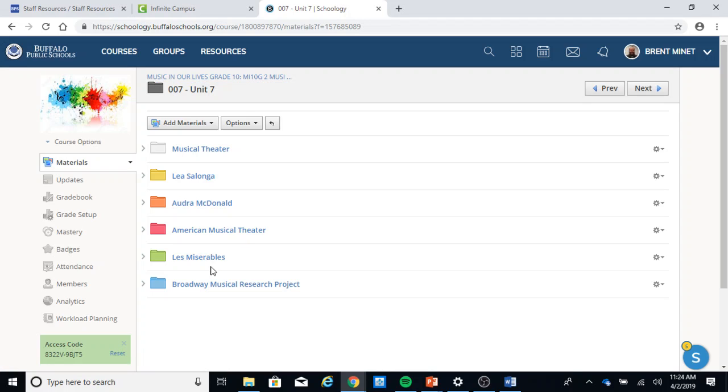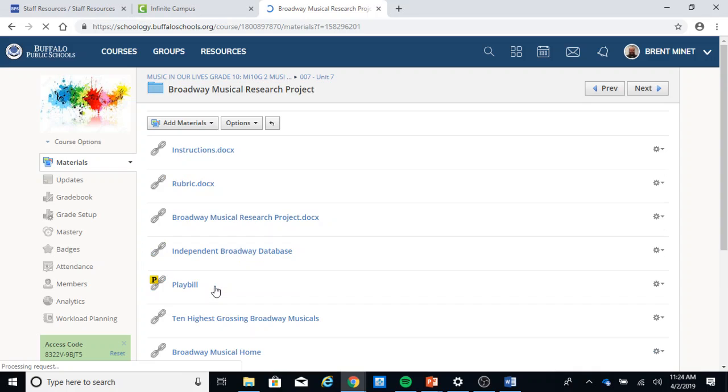Please be aware of these things because all of this stuff is due on Monday when you hand in the test. All right. But you can also use all of this stuff for the test as open notes. Likewise, with the Broadway Musical Research Project, you can do the same.